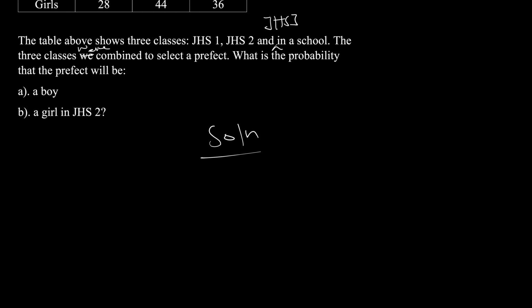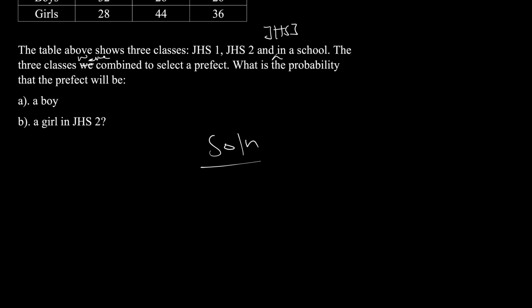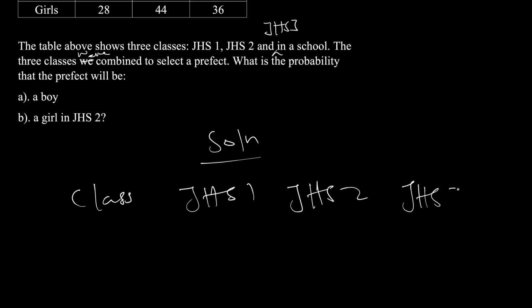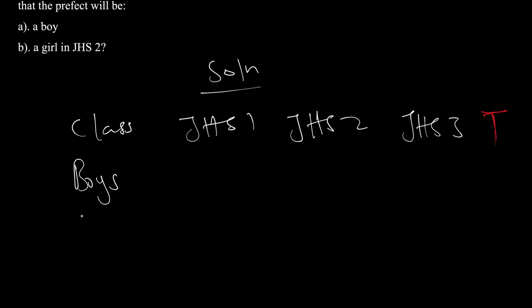So let's draw our table, but this time include totals. So we have our class, we have JHS1, JHS2, JHS3, and our total, which is T. So let's represent our total with red ink. So our total is T. And we have boys and girls. And we have total here too.